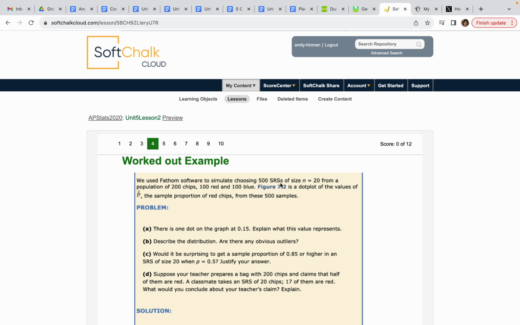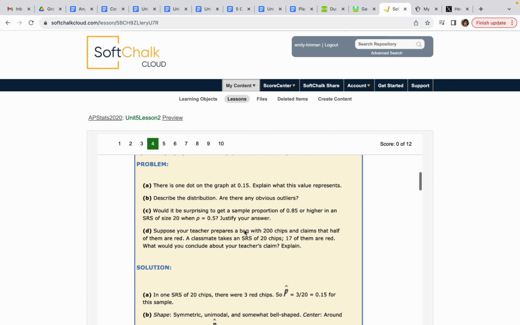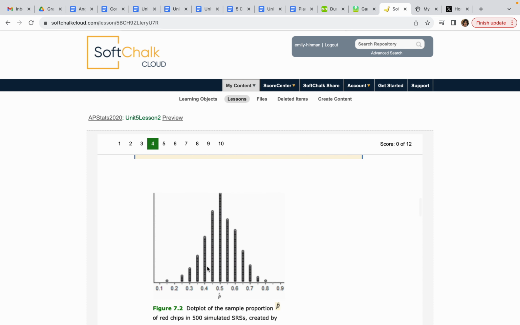So let's say I have 200 chips in a bag, and I pull out 20, and 11 out of the 20 are red. So p hat is 11 out of 20. And I can calculate that as a percentage, 11 out of 20. And one dot is going to be 11 out of 20 as a decimal, right? And this is showing you all of those. So they did it 500 times, and obviously doing it by hand 500 times is not possible. So how do you graph it?